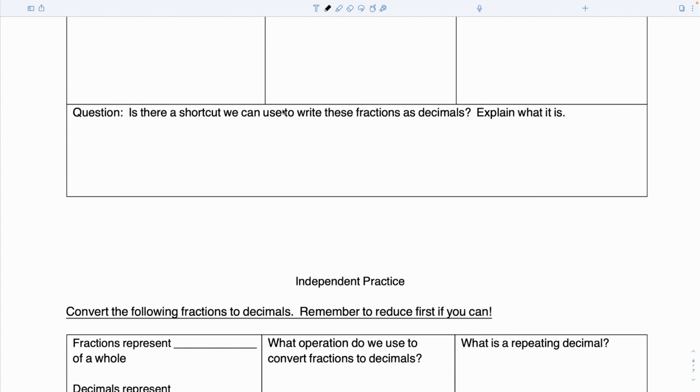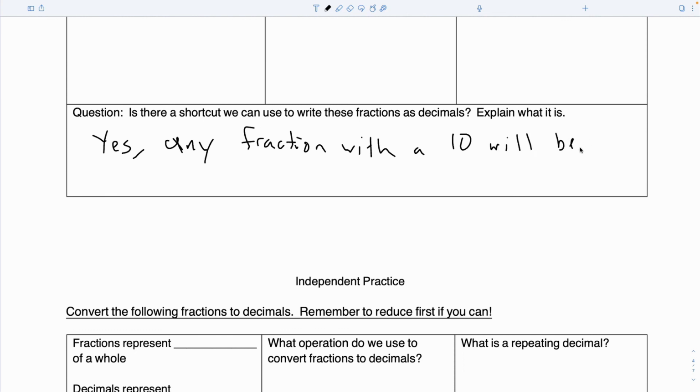Go down to the question, is there a shortcut we can use to write the tenths? Raiden explained it really precisely. She said that yes, any fraction with a 10 on the bottom will be the numerator in decimal form.